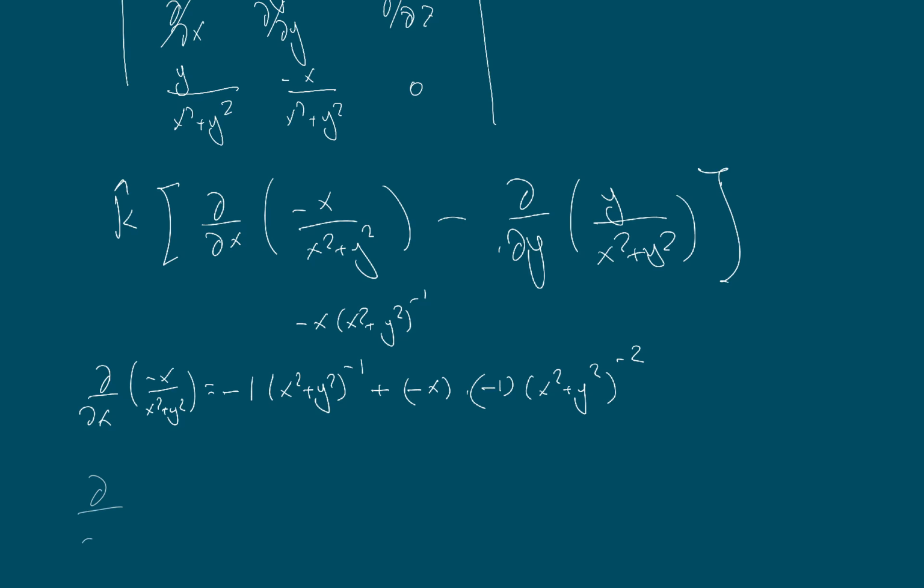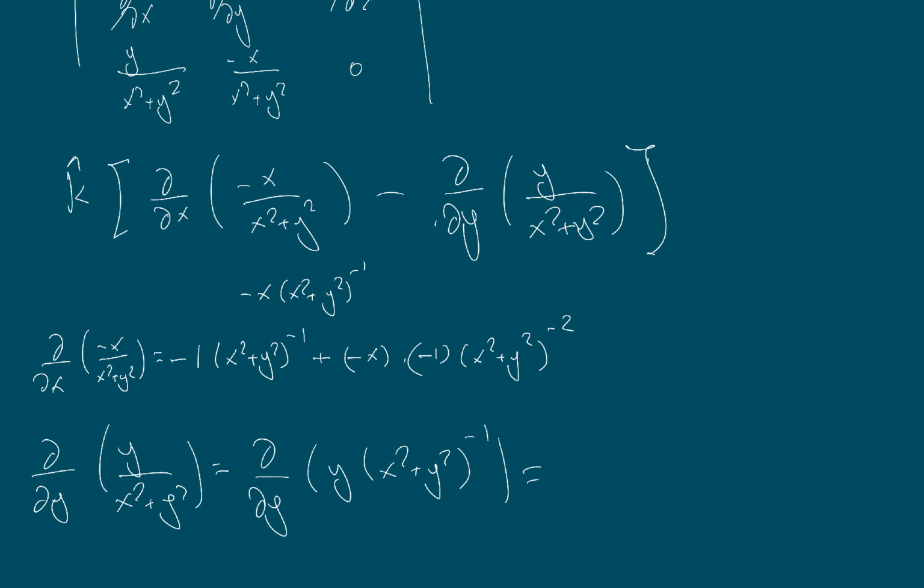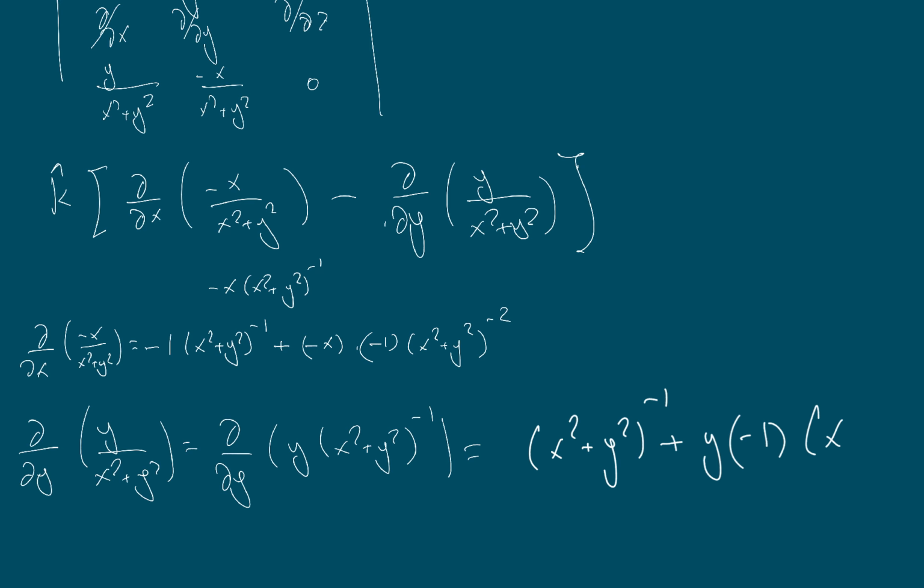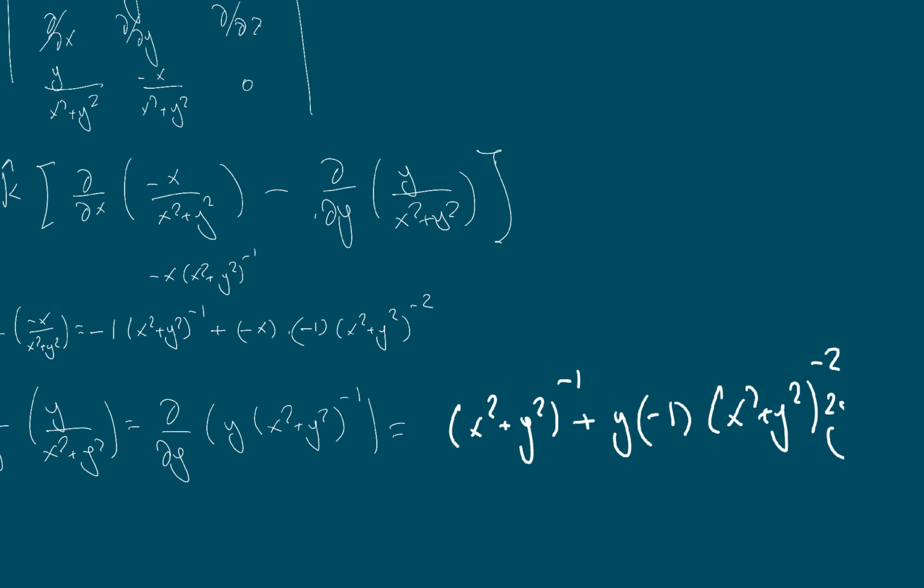And the partial with respect to y of this expression, y times (x squared plus y squared minus 1), is: the derivative of the first is 1, times x squared plus y squared minus 1, plus y multiplied by the derivative, minus 1, x squared plus y squared minus 2, and 2y. And 2y here, and here is 2x.